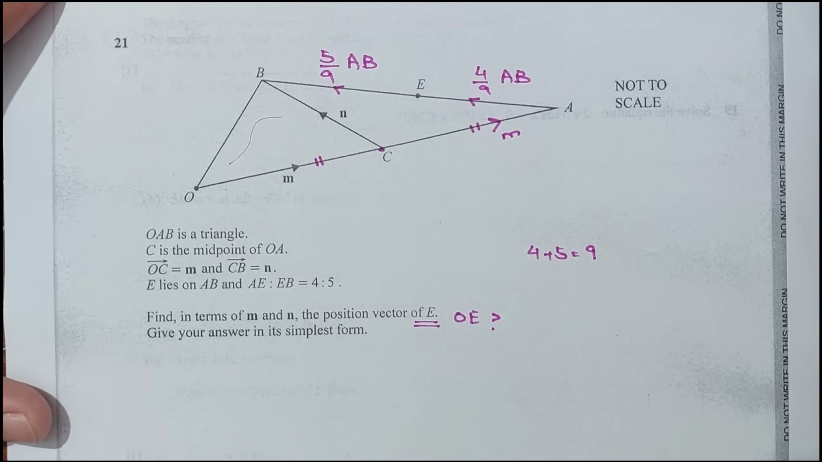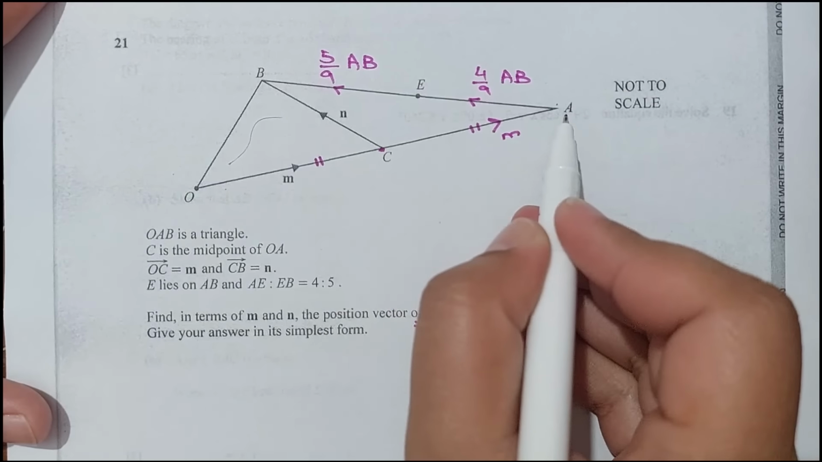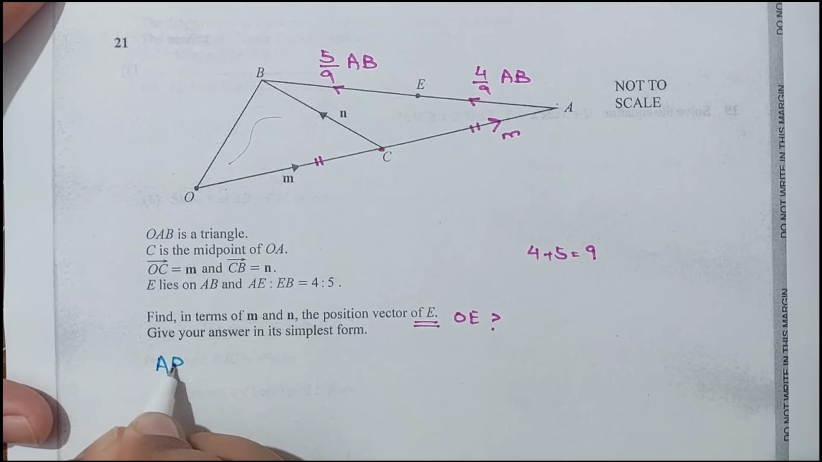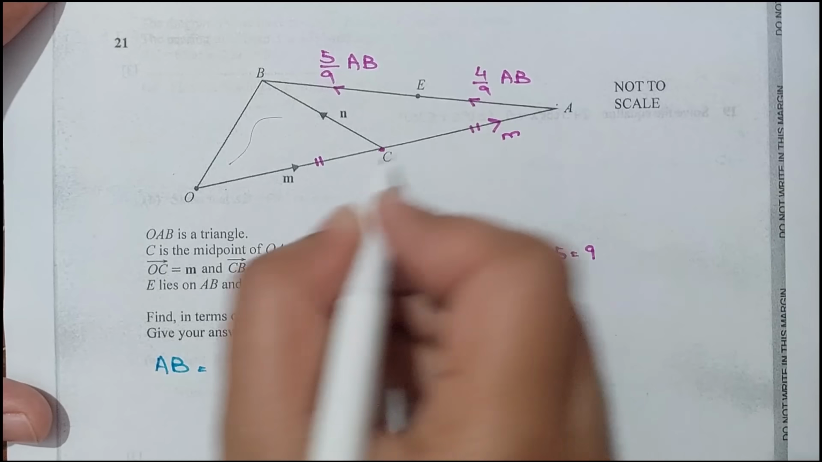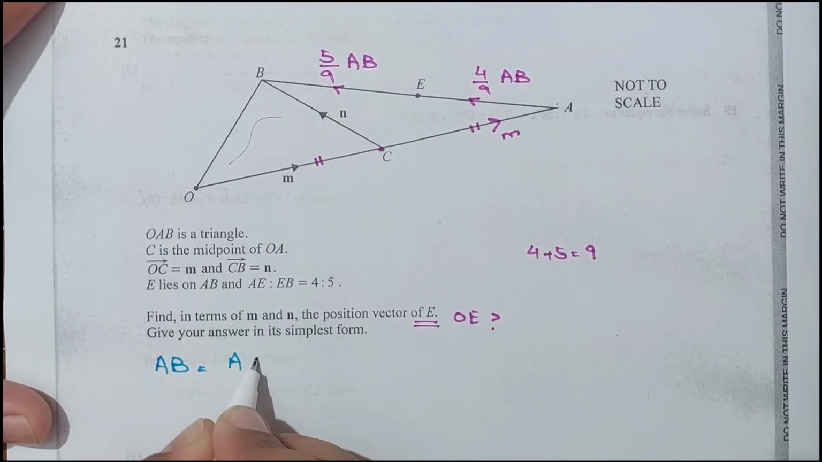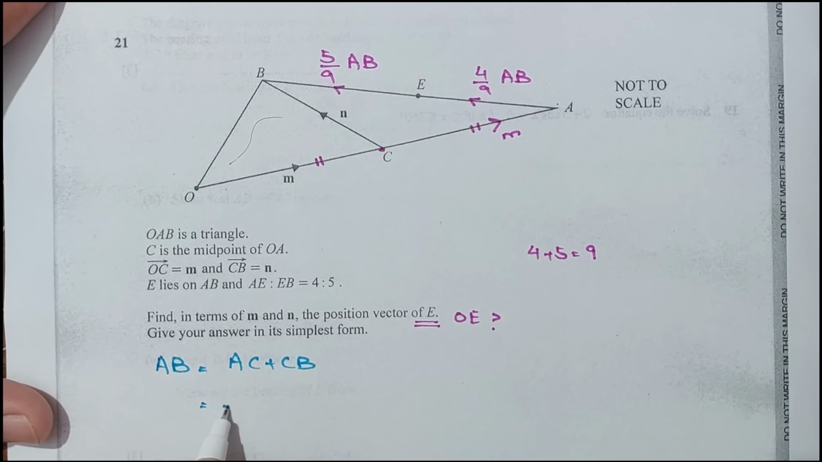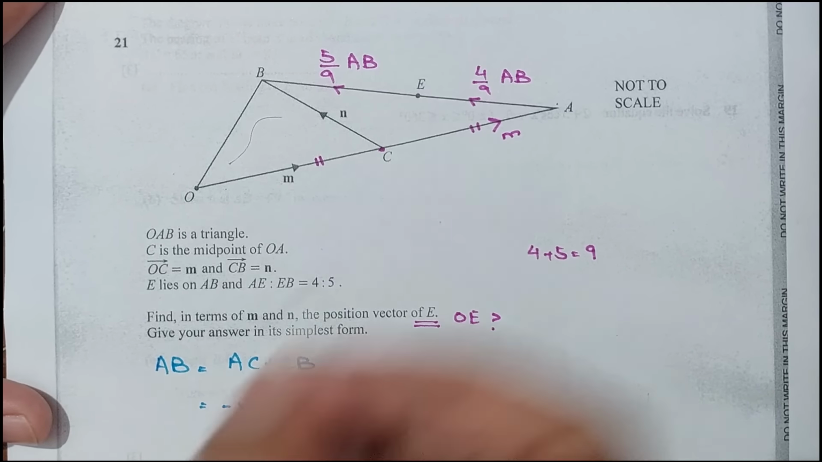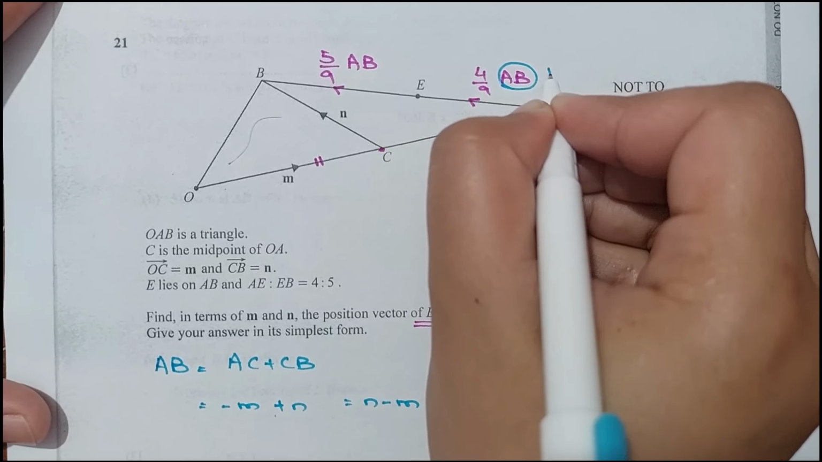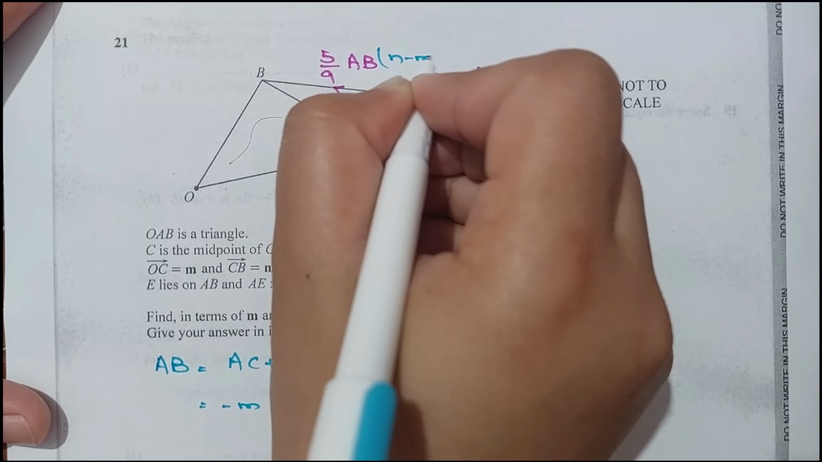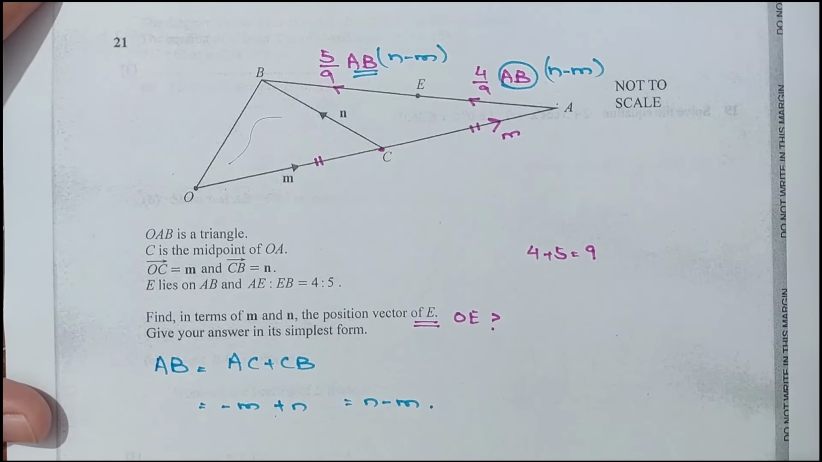First, let me solve what is AB. A to B follows the path of A to C and C to B. AC, CB. A to C is negative m. CB is plus n. So AB is n minus m. This is the value of AB, right?